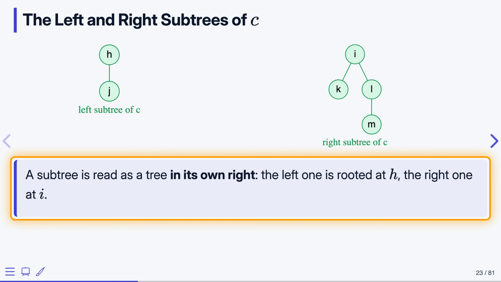Notice what we did. We lifted each branch out of the big tree and read it as a tree by itself, with its own root. That habit is what makes the traversal rules later so short. Each rule just says how to handle the root, and then hands each subtree back to itself.